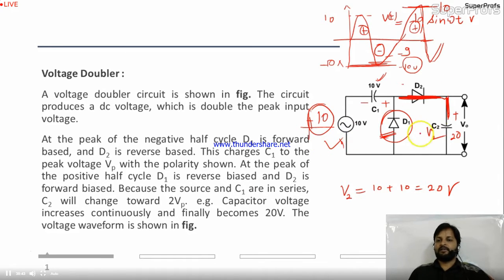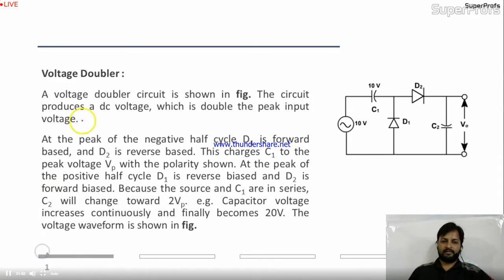But what we get over here, see, we get 20 volt over here, and in the voltage doubler we have seen that whatever the peak of the input, the double of the peak we are getting at the output stage. Are we getting it or not? Let's come to the working over here. I'll read it for you.